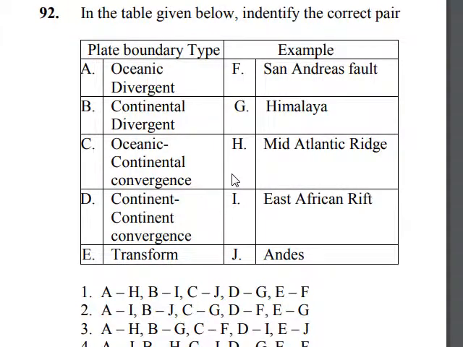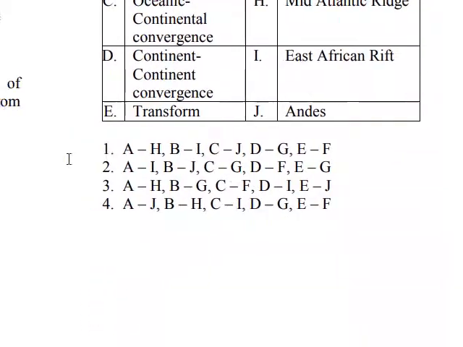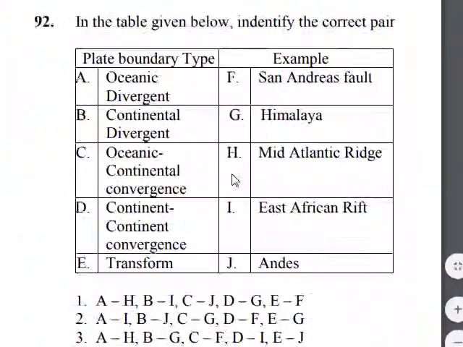Continent convergence will be the Himalaya. Okay, if we find D is the continent convergence, mainly Himalaya, then you can cut the 3, so only 1 is the correct answer, and transform is mainly San Andreas fault. Okay, so you can easily give the answer. So mainly you can find and give the answer to these two, 91 and 92, it is simply a question answer.